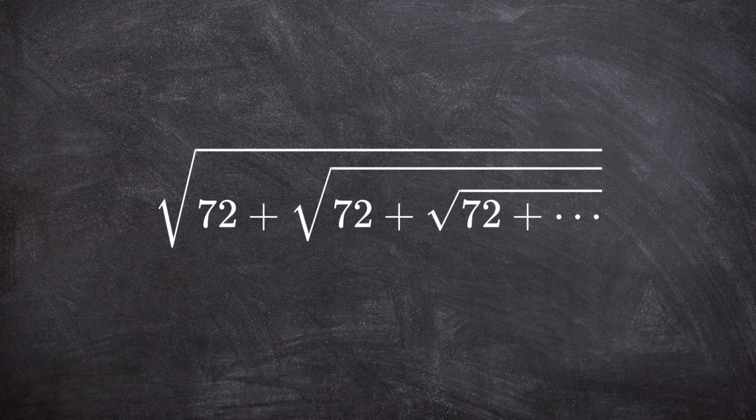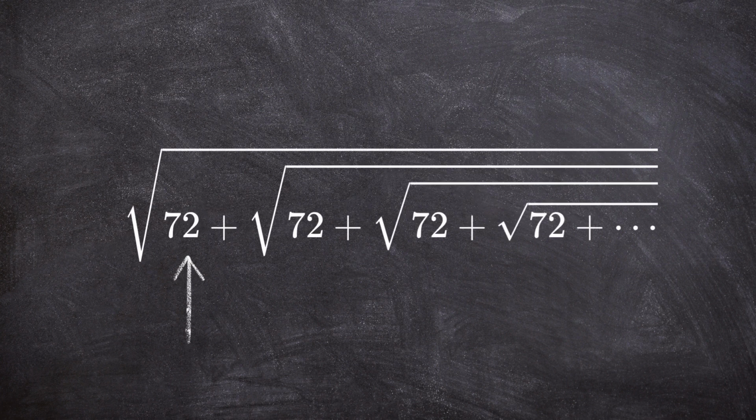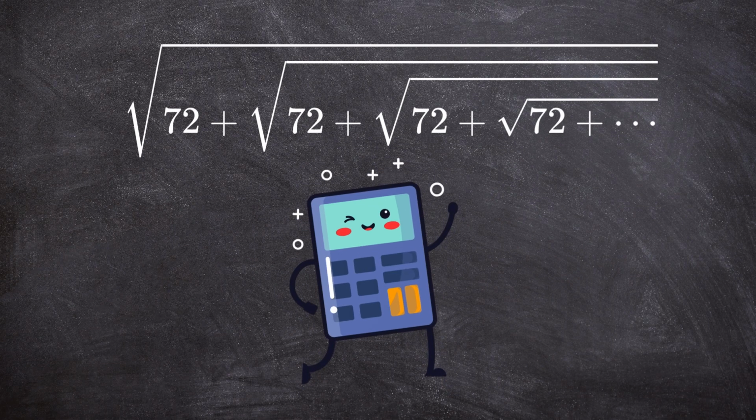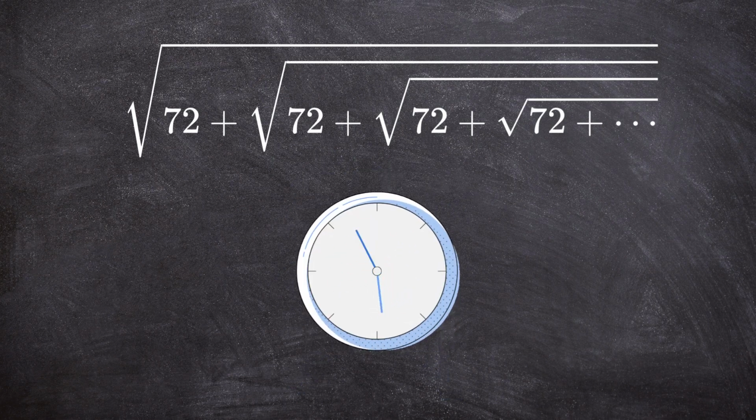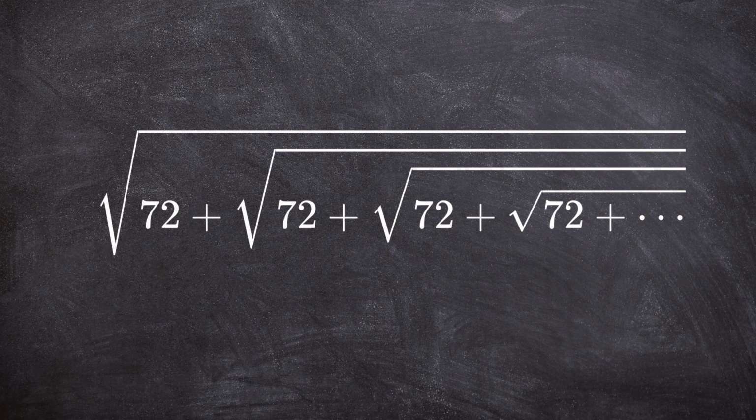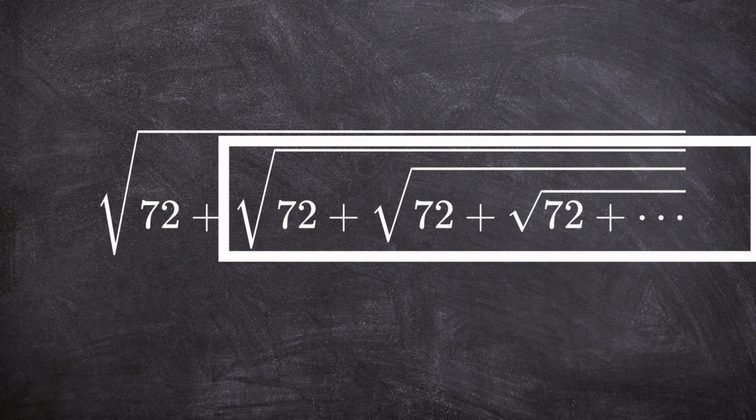Look at this. Square root of 72 plus square root of 72 plus square root of 72. And it just keeps going. Can you find the answer? Don't use a calculator. Take a few seconds and think about it. Looks impossible, right? There's a square root inside another square root and it just keeps going.